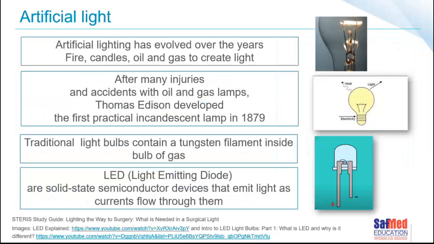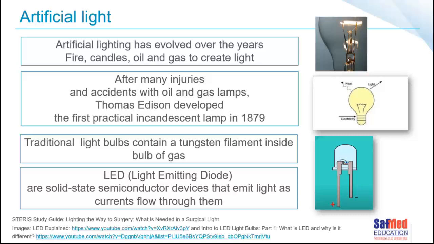So artificial lighting has evolved over the years. Of course, way back in the caveman days, somebody eventually figured out how to make a fire. We used fire. We used candles, we used oil, and we used gas to create light. After many injuries and, of course, many accidents, as you can imagine, with oil and gas lamps, there was the evolution of electricity, and followed soon thereafter as Thomas Edison developed the first practical incandescent lamp in 1879.